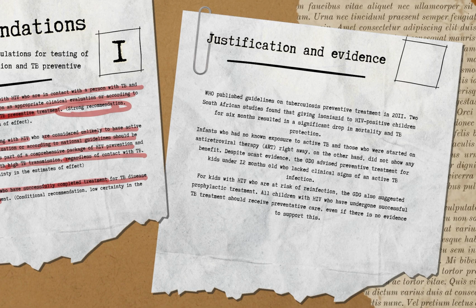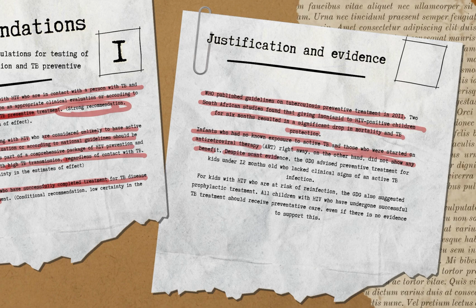Justification for this recommendation: WHO published guidelines on tuberculosis preventive treatment in 2011. Two South African studies found that giving isoniazid to HIV positive children for 6 months resulted in a significant drop in mortality and TB protection. Infants who had no known exposure to active TB and those who were started on antiretroviral therapy right away, on the other hand, did not show any benefit.